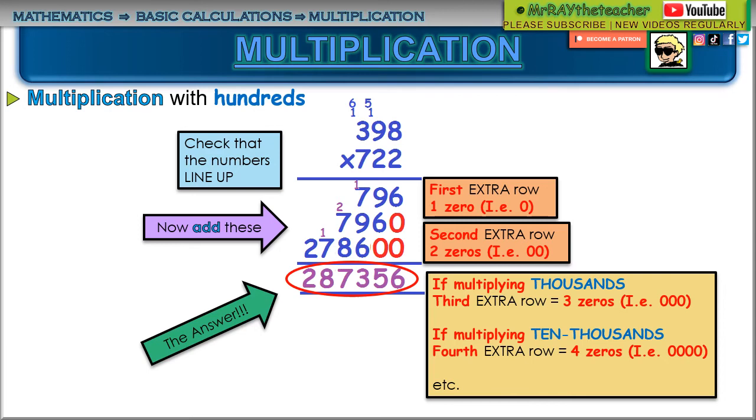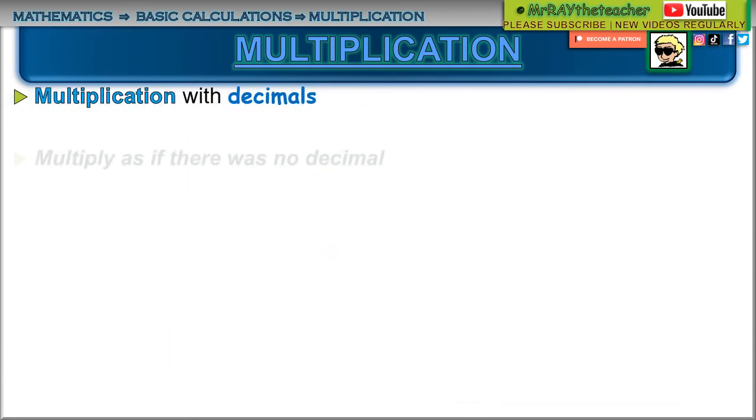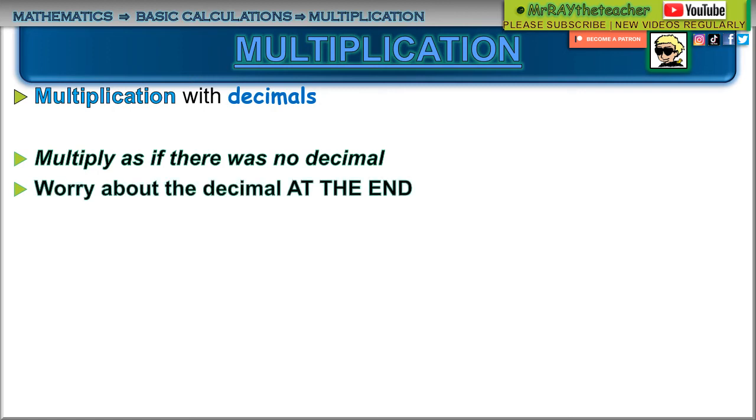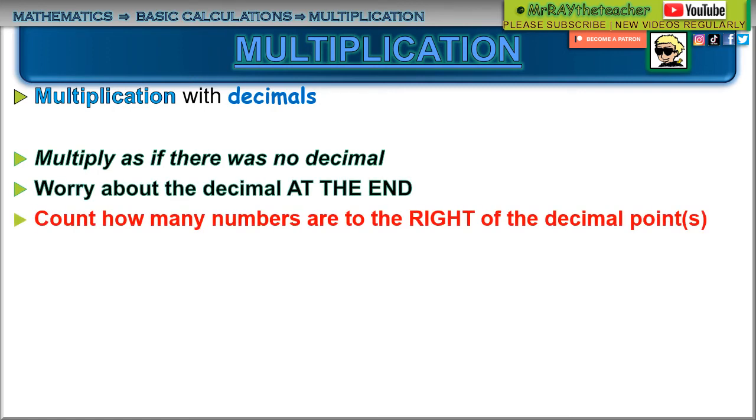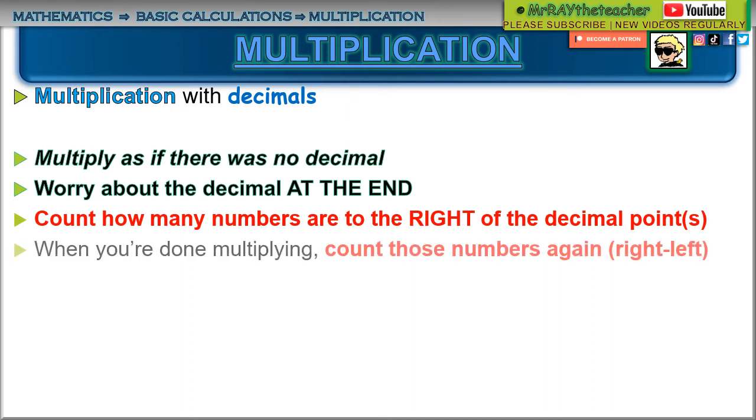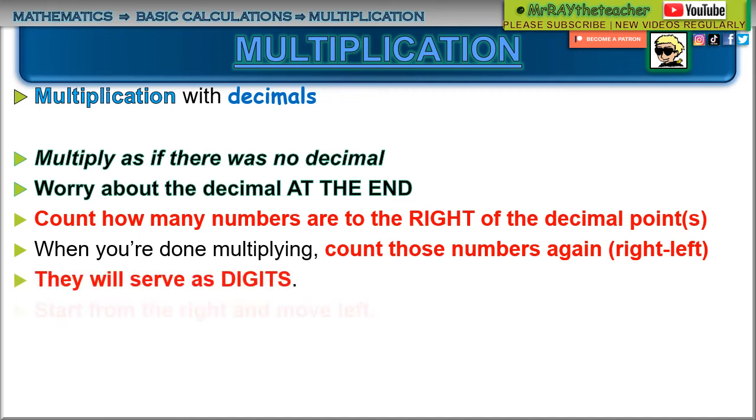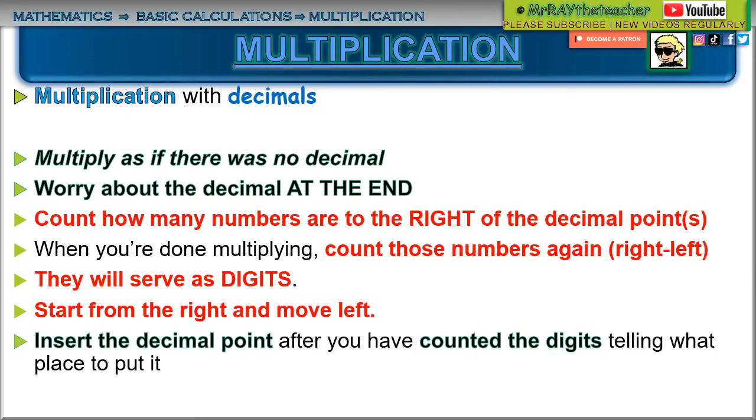There's your answer. Don't forget to circle. And when you're multiplying with decimals, multiply as if there was no decimal. Worry about the decimal at the end and count how many numbers are to the right of the decimal points. When you're done multiplying, count those numbers again, right to left. Start right and move left and insert the decimal point after you've counted the digits, to tell what place to put it.